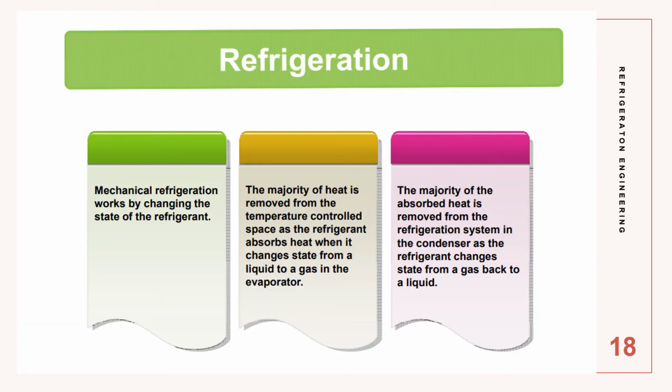And refrigeration. Mechanical refrigeration works by changing the state of the refrigerant. The majority of heat is removed from the temperature-controlled space as the refrigerant absorbs heat when it changes state from a liquid to a gas in the evaporator. The majority of absorbed heat is removed from the refrigeration system in the condenser as the refrigerant changes state from gas back to liquid.